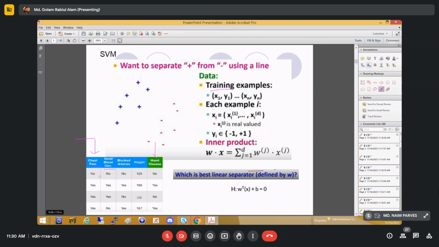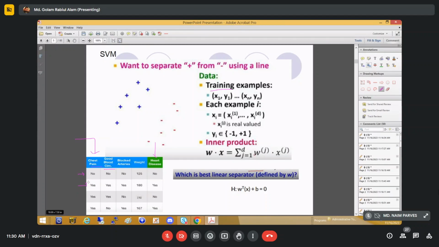For patient number 1: no chest pain, no good blood circulation, and no blocked arteries, and weight is just 125, and that patient has no heart disease. Patient number 2 has chest pain and good blood circulation, and also blocked arteries, and weight is 180, and yes, that patient has heart disease. So this is a data set, maybe collected from a hospital.